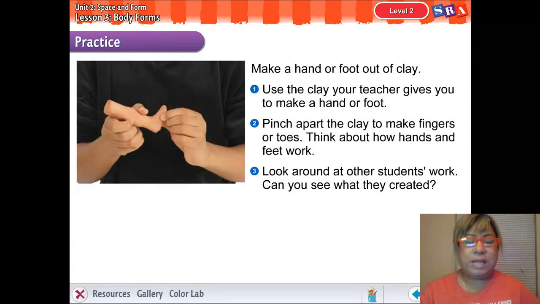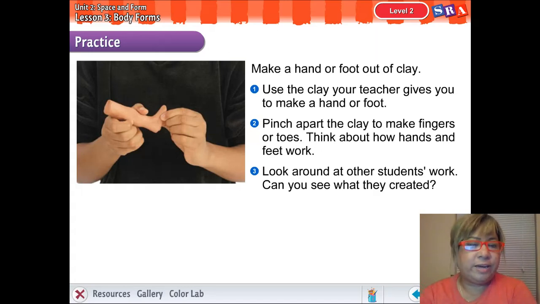So, if you had some Play-Doh or some clay, or if you didn't have any of that stuff, you could just use some flour and some water, making dough. You could make a hand or a foot out of clay. Use the clay that you have at home, or if you don't have any, there are all kinds of different types of clays that you could bake with things in your kitchen. I do not suggest that you do this unless you ask your mother.